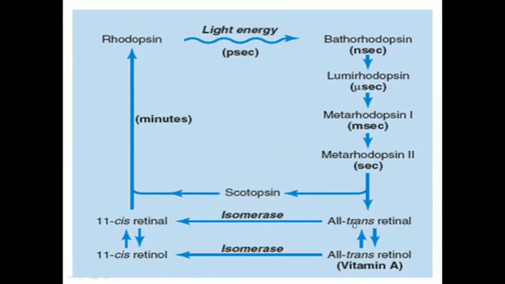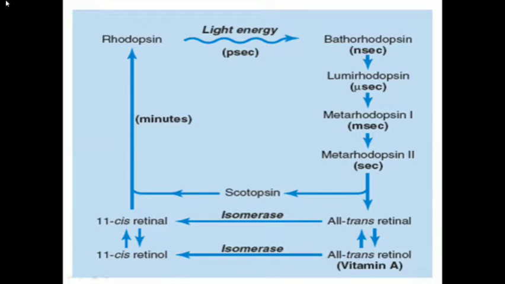And this all-trans retinal, under the action of the isomerase enzyme, can again get converted into 11-cis retinal. Then this 11-cis retinal binds with scotopsin to form the rhodopsin again. So this cycle continues, and this is the visual cycle.